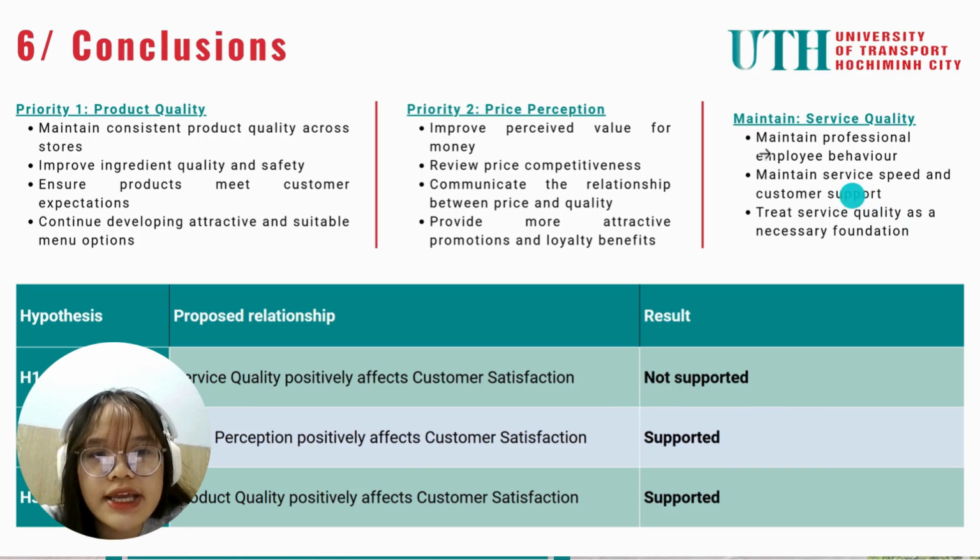Although the service quality is not the first or second priority, it should not be ignored. Professional employee behavior, service speed, customer support, and a comfortable store environment remain the necessary foundation of the customer experience. So, in conclusion, product quality was the strongest predictor of the customer satisfaction. Secondly is the price perception, and Phúc Long still needs to maintain the service quality after all.